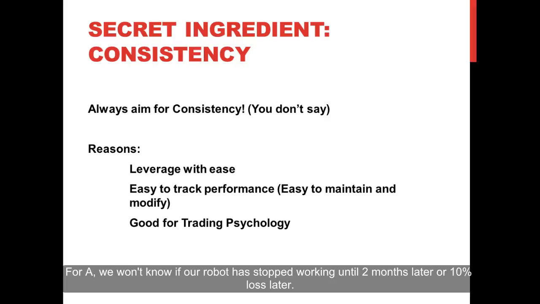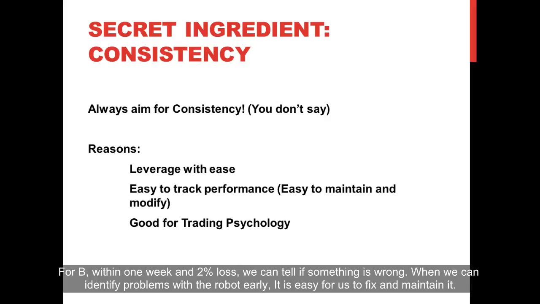For A, we won't know if our robot has stopped working until more than 2 months later and more than 10% loss later. For B, within 1 week and 2% loss, we can tell if something is wrong. And when we can identify problems with a robot early, it's easier for us to fix and maintain it.